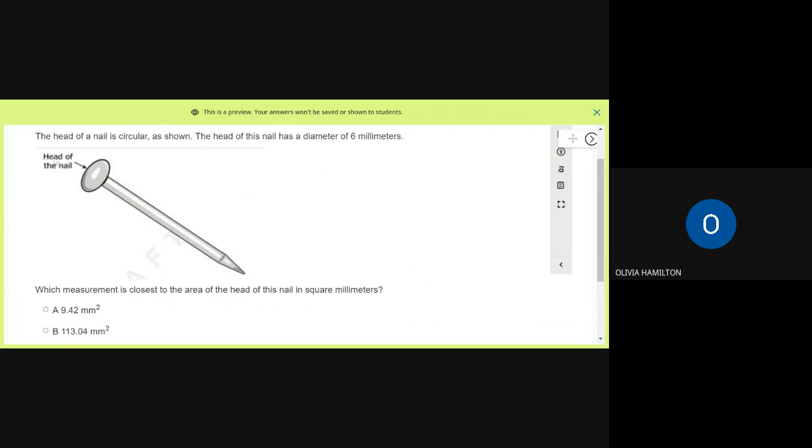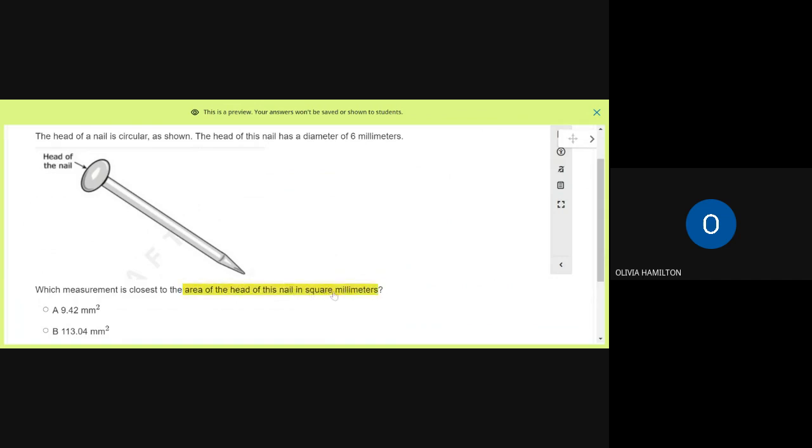So first we have to read the problem. The head of a nail is circular as shown. The head of this nail has a diameter of 6 millimeters. Which measurement is closest to the area of the head of this nail in square millimeters? So after you read, the next thing on Ruby says to underline the question. I would not underline this entire question because you really just need to underline what you're finding. So we are finding the area of the head of the nail in square millimeters.